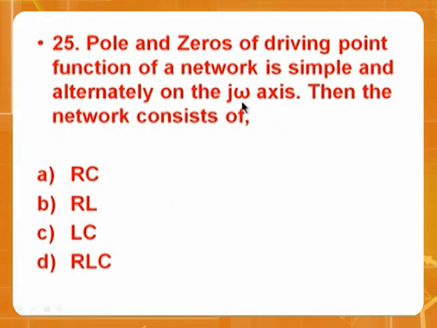And then alternating on the j-omega axis. Oh, that's good. J-omega axis is purely LC. So the option has to be, RC no, LC yes. Therefore the option is straight away, without too much struggle. Answer is C.